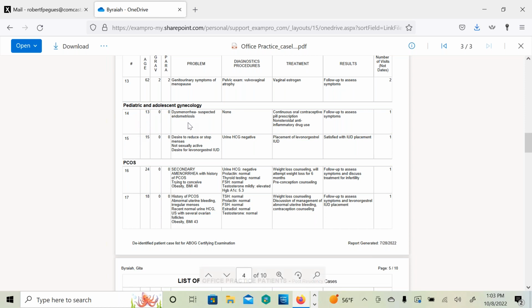So it looks like a 13-year-old with dysmenorrhea and suspected endometriosis. Could you tell me a little about what the examiners would probably say? In a 13-year-old who comes in with dysmenorrhea, what would be a basic differential diagnosis? And then they're interested in seeing where endometriosis falls within that.